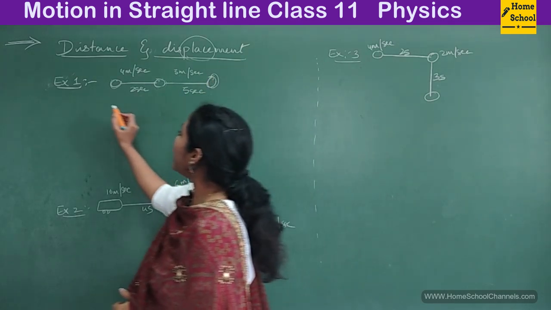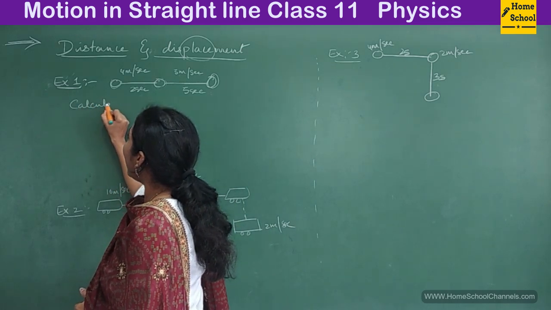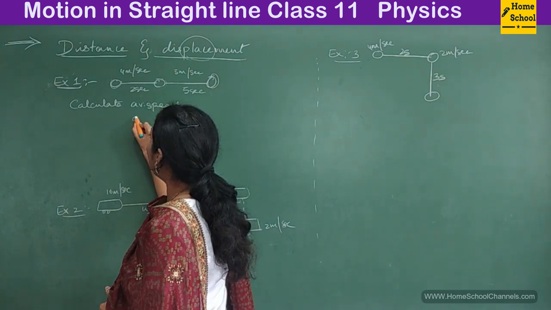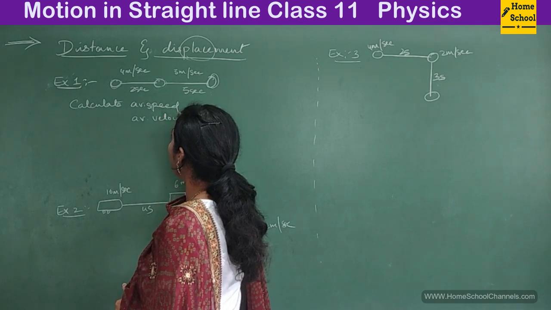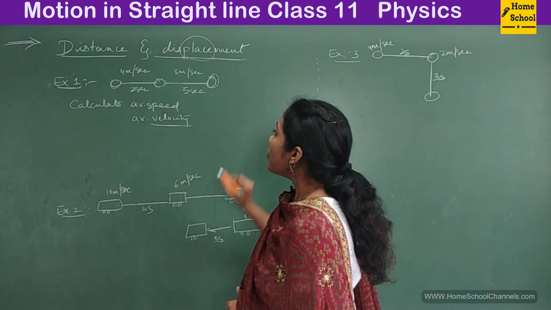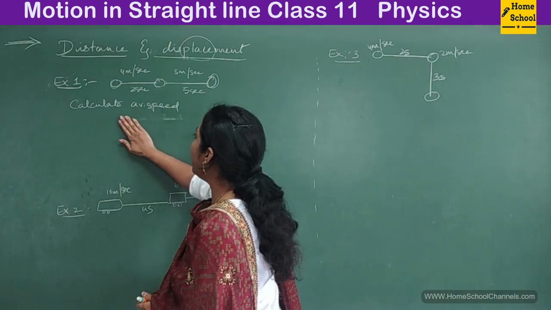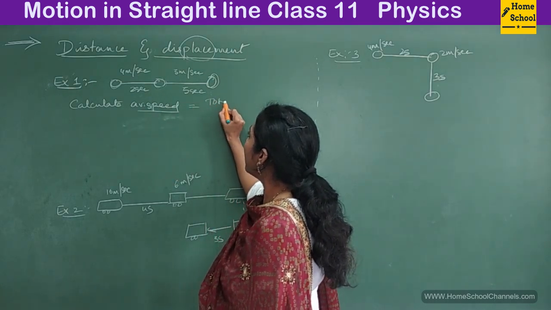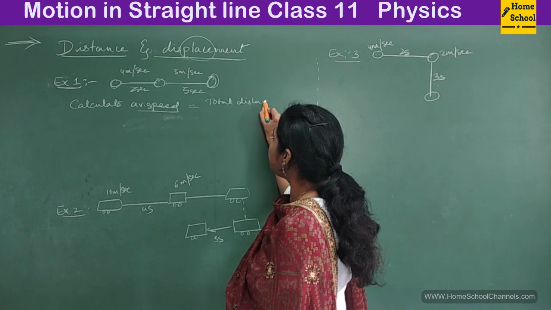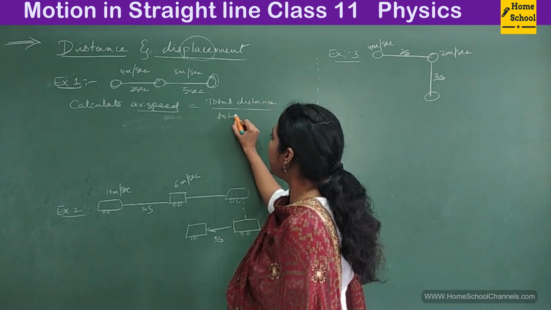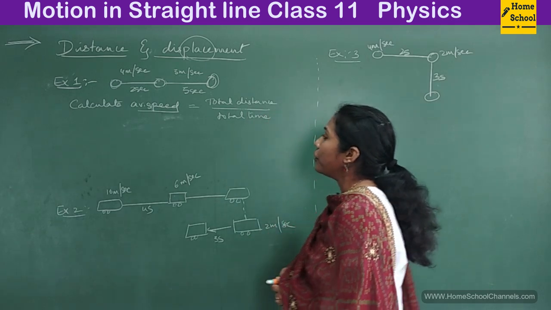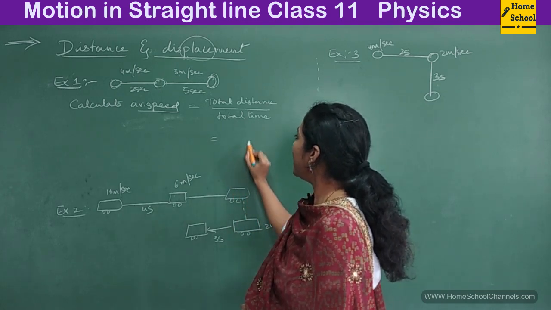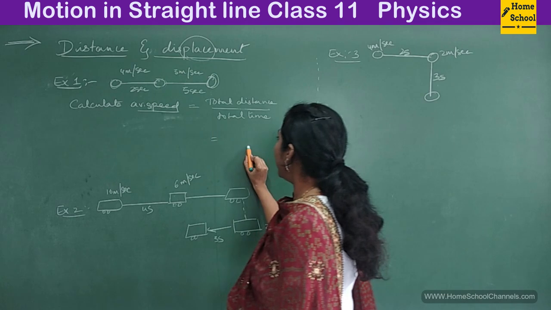Here you have to calculate average speed and average velocity. Both you need to calculate. What is the formula for average speed? First we will calculate average speed. Average speed is equal to total distance divided by total time. Total time is here 2 seconds plus 5 seconds, so total time is 2 plus 5, that is 7.